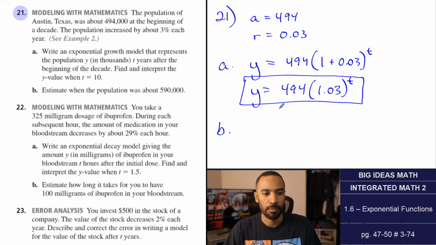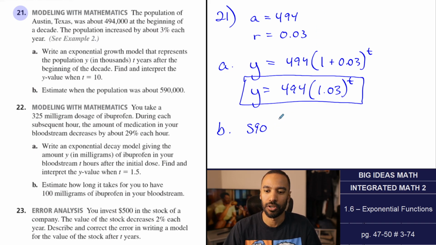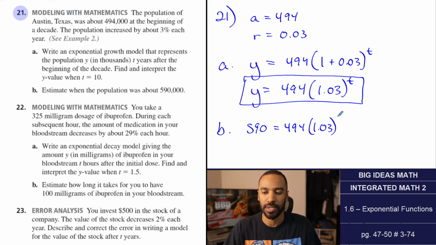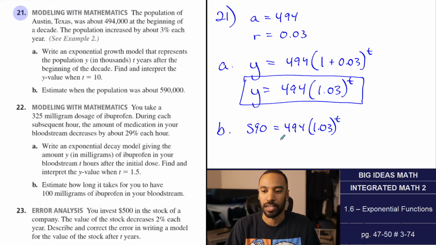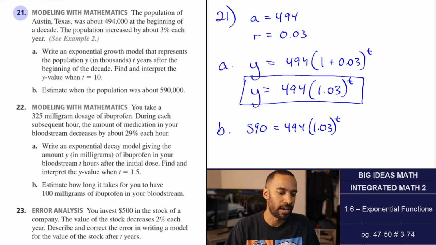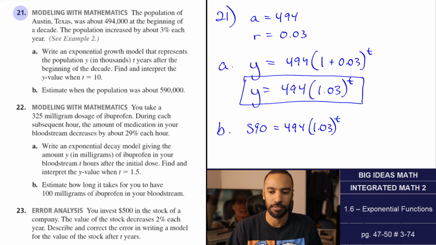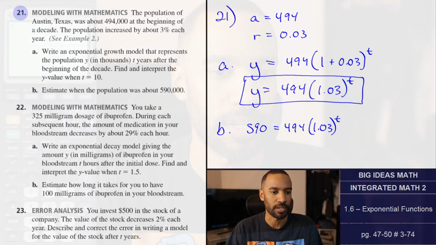Part B, estimate when the population was about 590,000. So we have to figure out what value of t, I'm just going to put 590. What value of t will turn this into 590? There are other ways we could talk about doing this, but we can't solve for t exactly without using logarithms. I could divide by 494, but I'm going to go ahead and use the calculator in this fashion, see if you feel comfortable with it, and we'll guess and check and see what the estimate is. I could give you an exact answer too, but it's not the way that we're learning it.